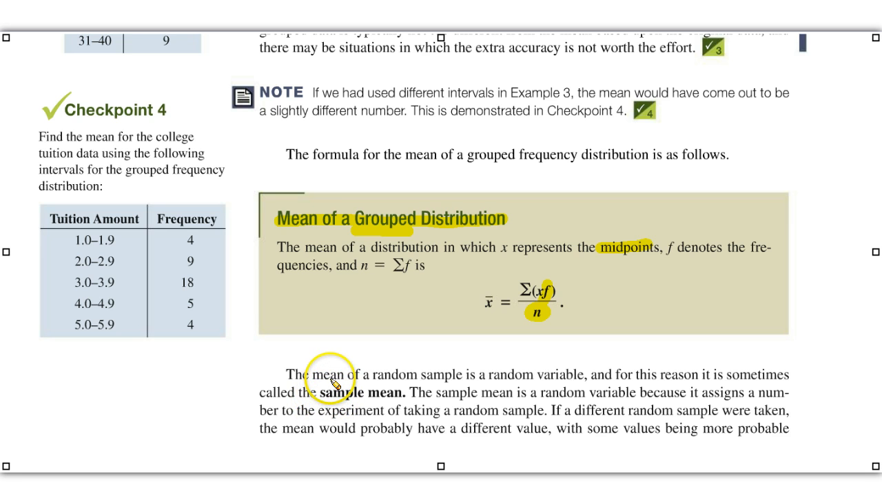All right, so it says the mean of a random sample is a random variable. And for this reason, it is sometimes called the sample mean. Remember, you're not dealing with the whole population. You are taking a sample, and each time you get various samples, and hopefully, because of the large numbers, we mentioned this before, the law of averages, you get a pretty good idea of what the mean of the group you're studying is.